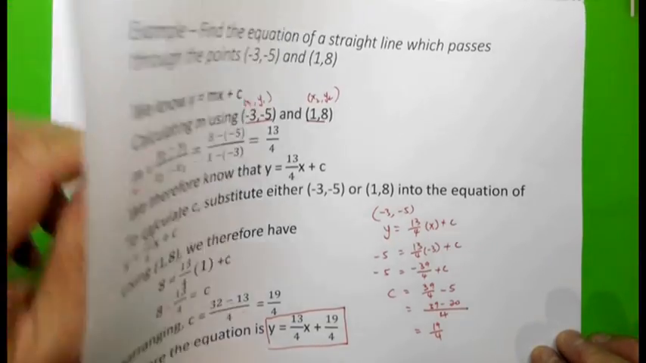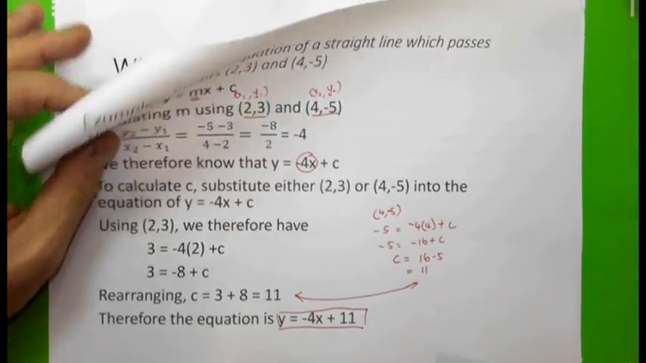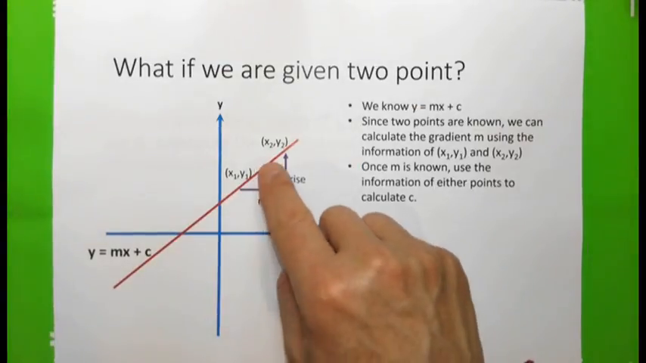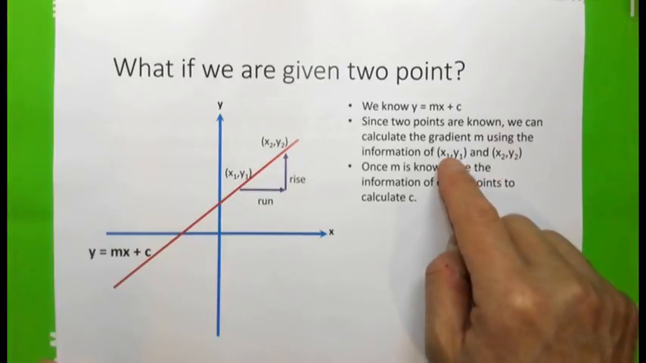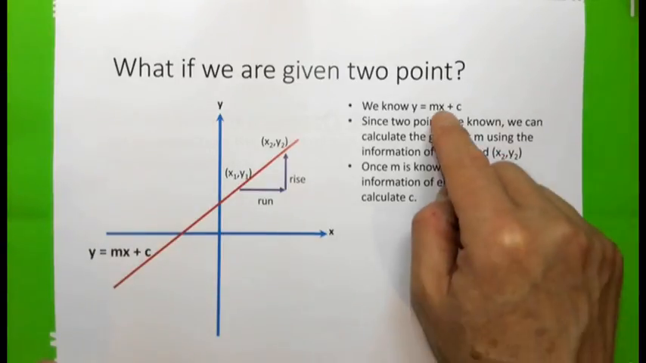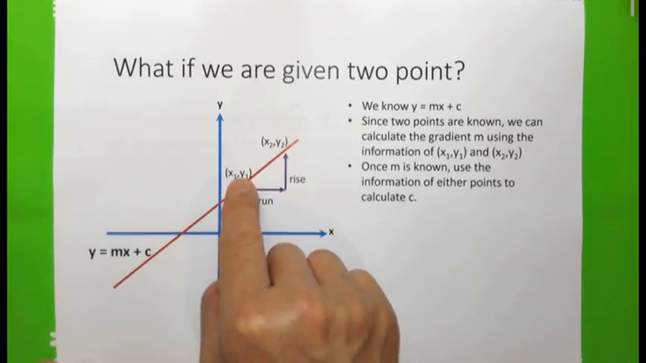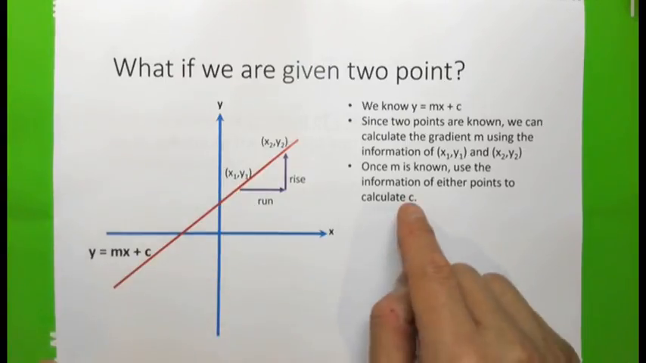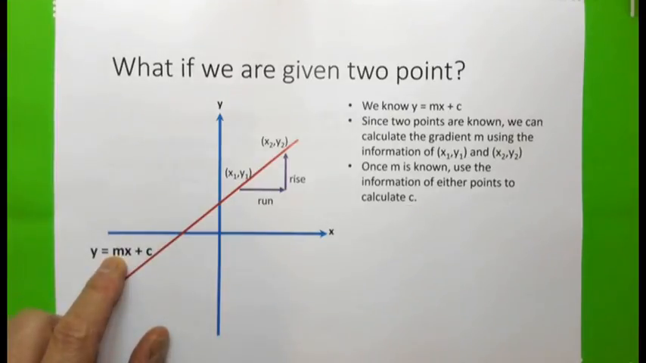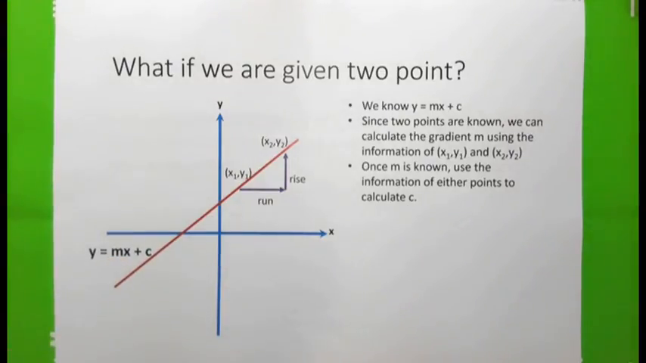So, in summary, we can use the information given from 2 points, (x1, y1) and (x2, y2), to calculate the gradient m. And then we use the information from one of the points to calculate c and derive y equals mx plus c. Alright, this is the end of the lesson.